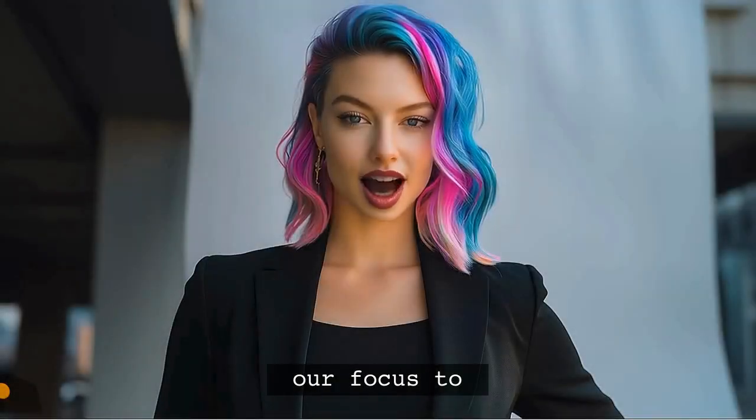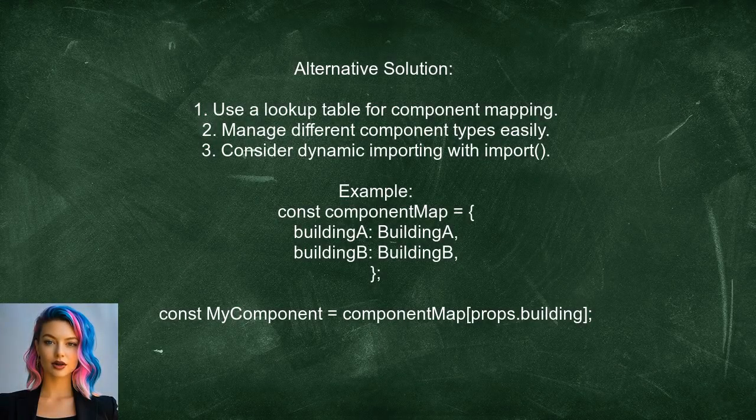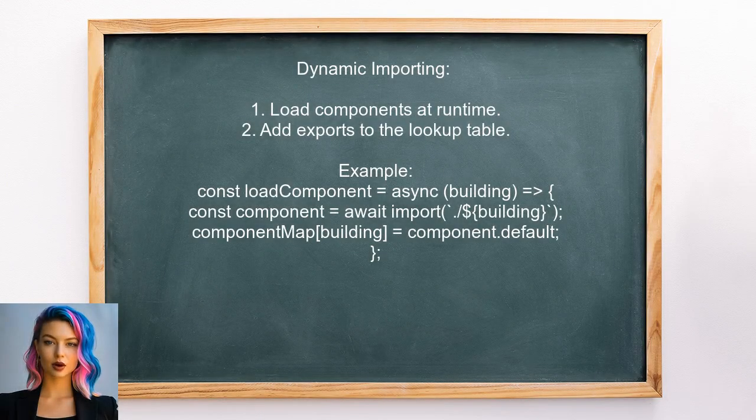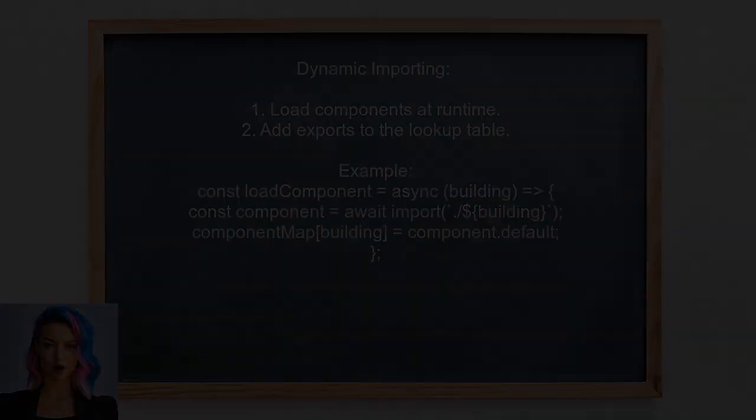Now, let's shift our focus to a different response. An alternative approach suggests using a lookup table to map string IDs or names to component classes. This is a common practice in React, especially for managing different types of components like modals. You can also dynamically import components at runtime using functions like import. Additionally, you can load components dynamically and add them to your lookup table as they are imported. This allows for efficient loading of components based on user selection.